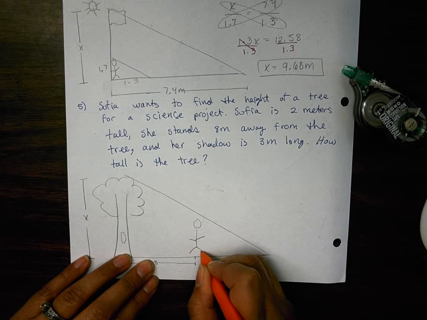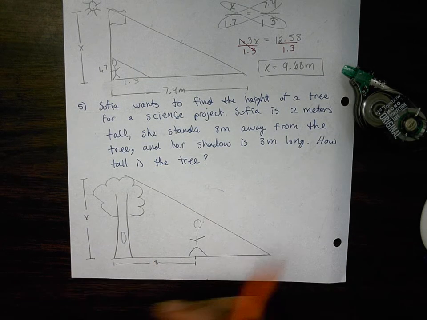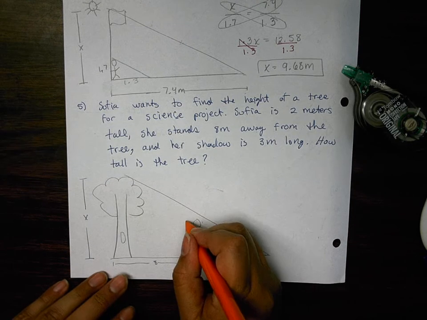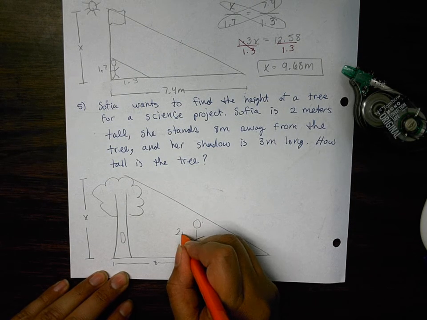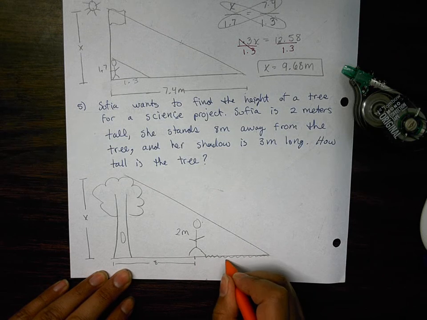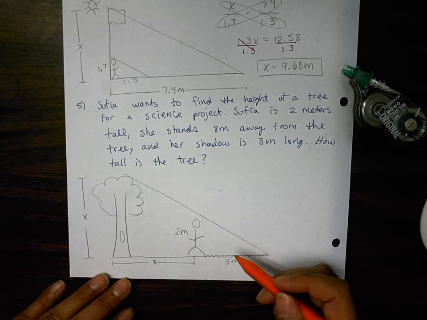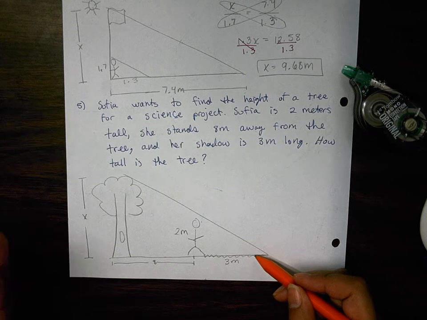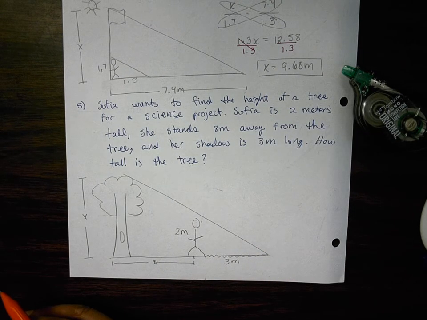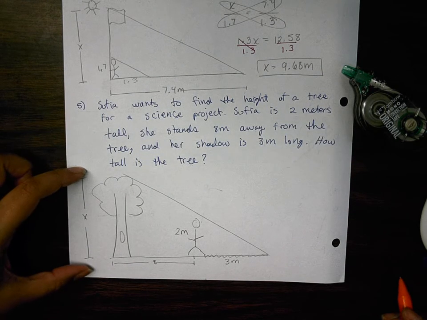She is standing. And her height is what? 2 meters. And what's the length of her shadow? 3 meters. Now when she's standing here, the tip of her shadow meets up with the tip of the shadow from the tree. Okay, now you have to be careful, very careful on these.